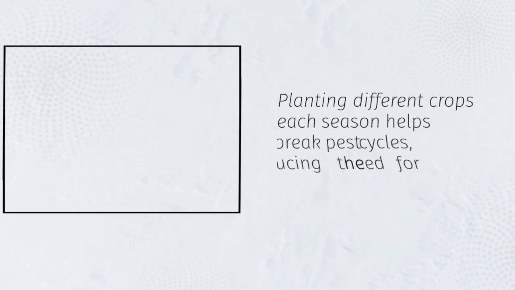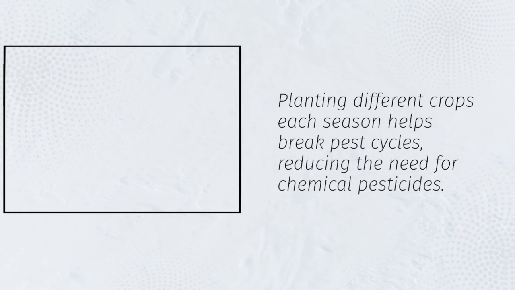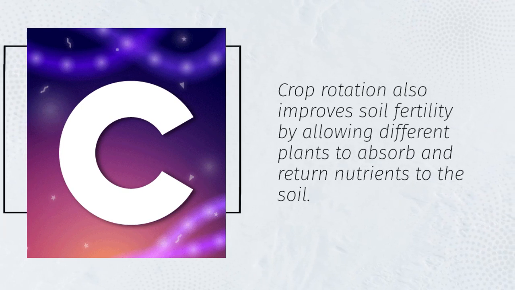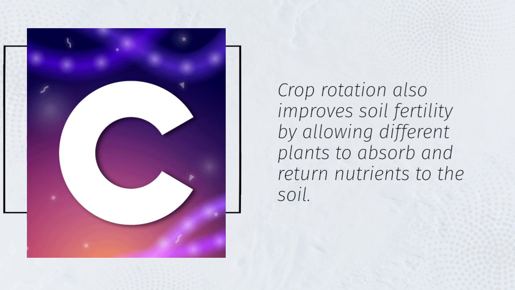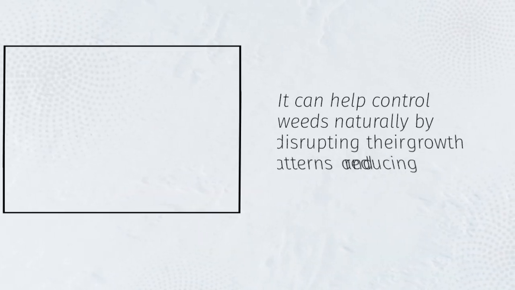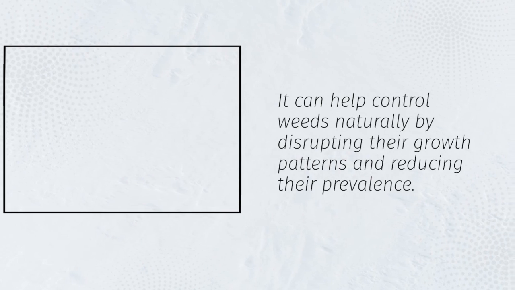Planting different crops each season helps break pest cycles, reducing the need for chemical pesticides. Crop rotation also improves soil fertility by allowing different plants to absorb and return nutrients to the soil. It can help control weeds naturally by disrupting their growth patterns and reducing their prevalence.